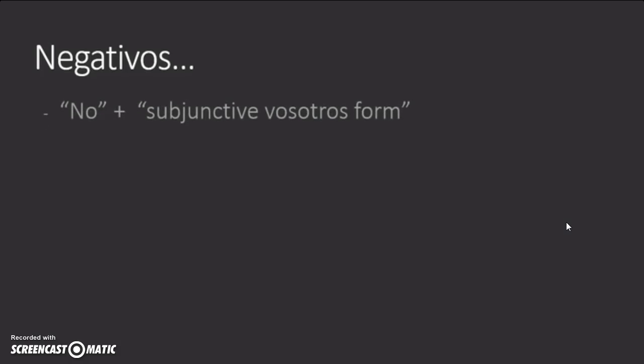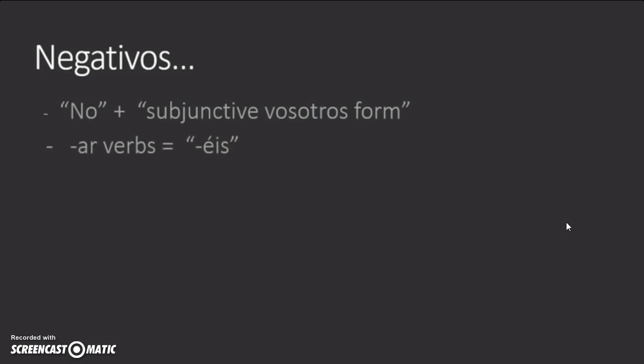So negatives are no plus the subjunctive vosotros form. So this might remind you of tú commands, where tú commands had two different forms for affirmative and negative. Affirmative had one different form, and then the negatives went back to the subjunctive. So vosotros is the same way. If it's negative, you're going to jump to the subjunctive vosotros form.